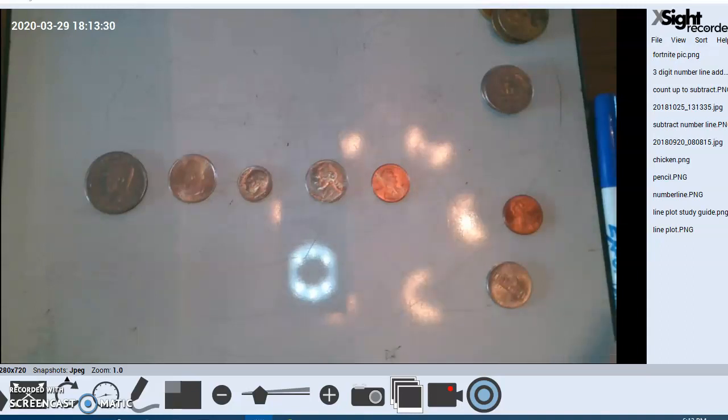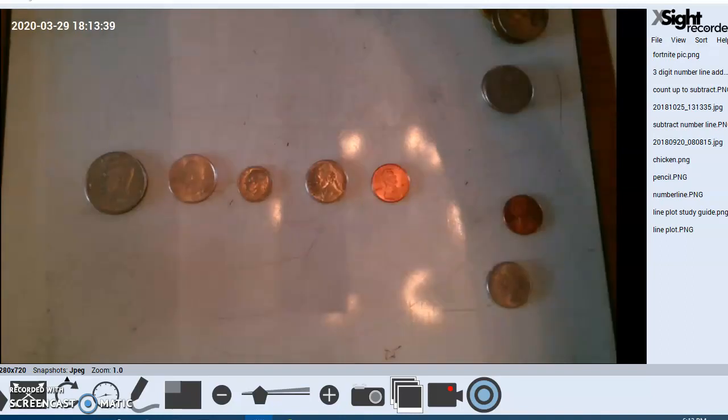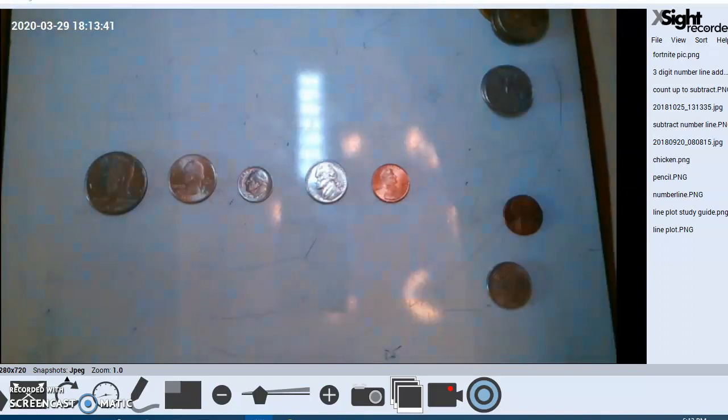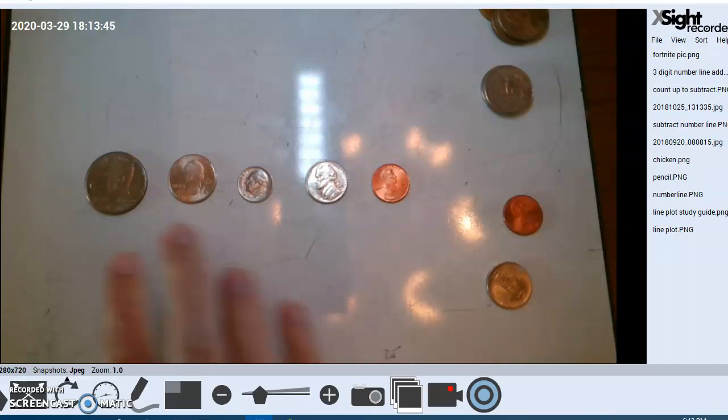Okay, we're going to take a look at these coins, and I have them all heads up, and I know it's not the best lighting in here. Let me see if this is a little bit better. It's a little better. There's a little glare there, but that's a little better.